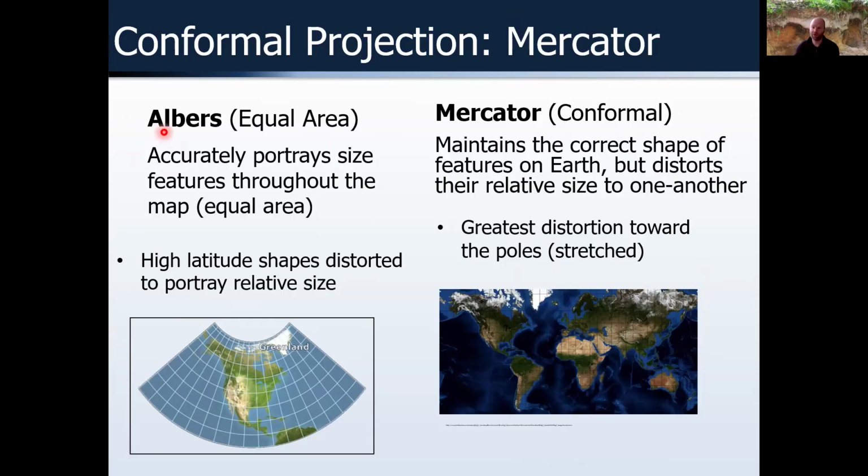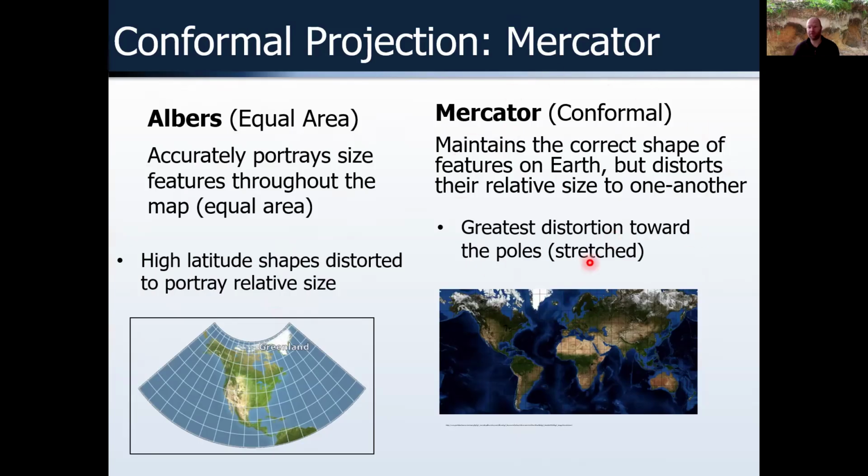space. And so some really common projections include the Albers projection, which is an equal area projection that accurately portrays area or size. However, shapes are distorted. The greatest amount of shape distortion occurs the closer and closer you get to the poles. And so, conversely, here's one very commonly used projection.